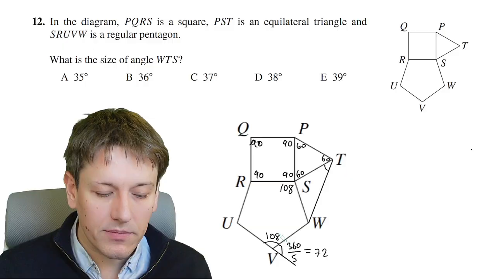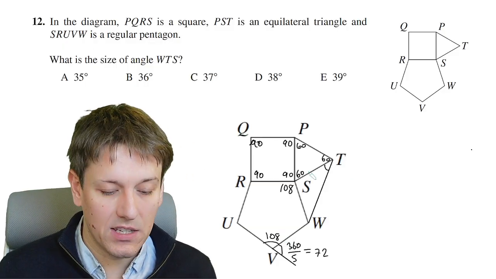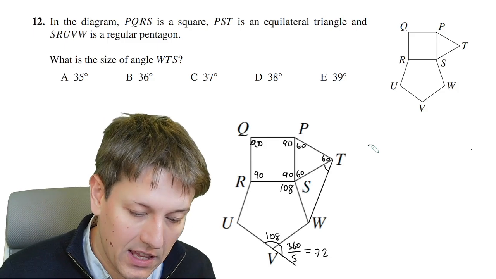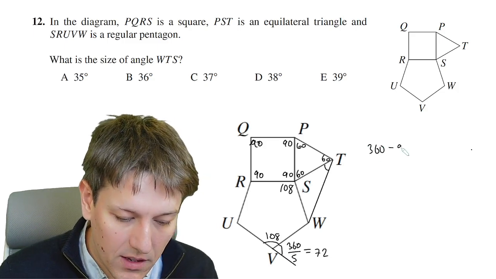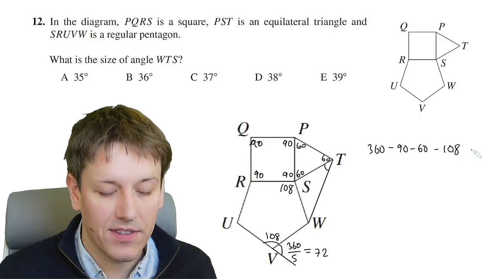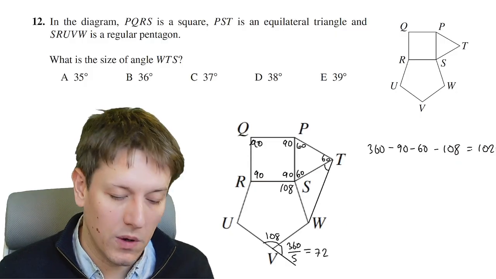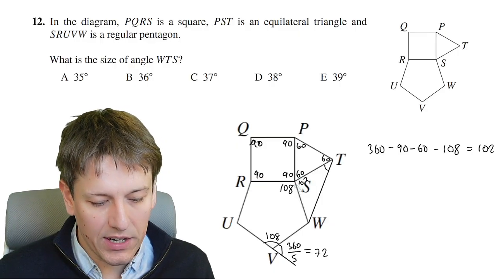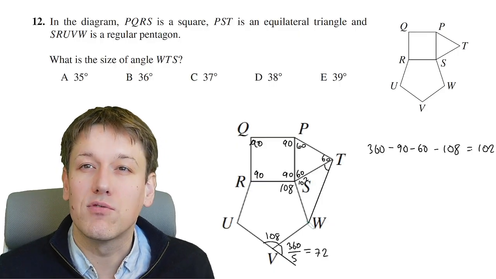So however you want to get there is fine, but that gives us a way into this triangle TSW, because I can now work out this angle in here. That's 360 minus 90 minus 60 minus 108, and if you work that out, that gives you 102. So this angle here is 102, and now we know this triangle STW is isosceles, and this is really key to solving this problem.